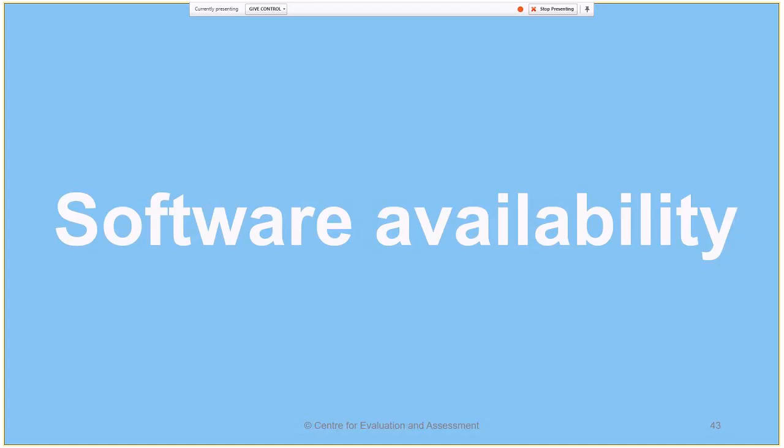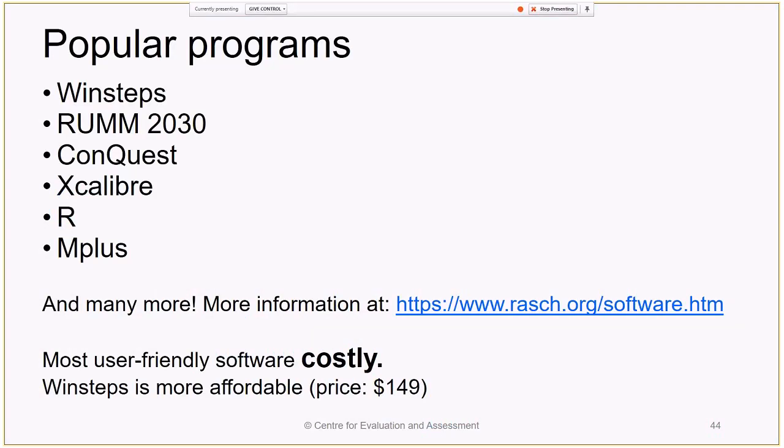So in terms of software availability, unfortunately, you can't do Rasch analysis in SPSS. You do need some specialized software. Here are some of the popular programs. We have WinSteps, RUMM2030, which is the program I've used today, but I use both WinSteps and RUMM. Conquest is very popular in the East for some reason. Excalibur is a lovely program. I haven't used it in years, though.